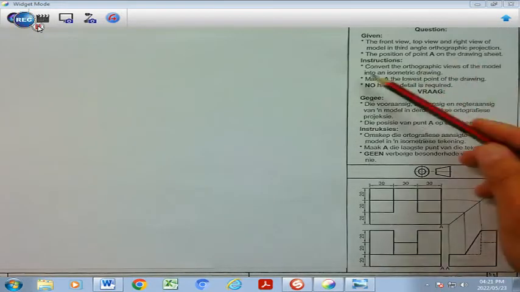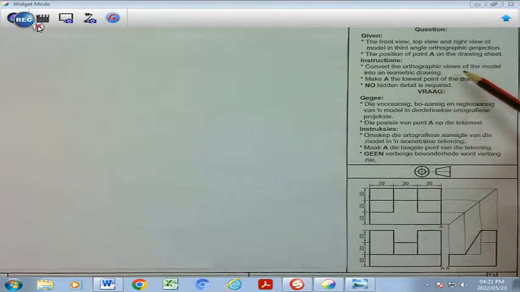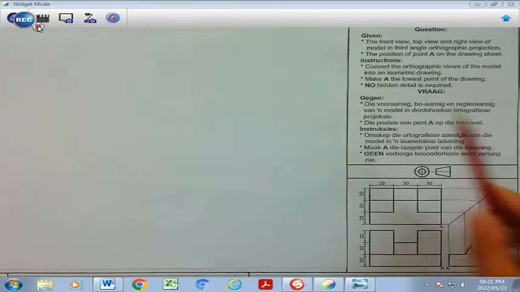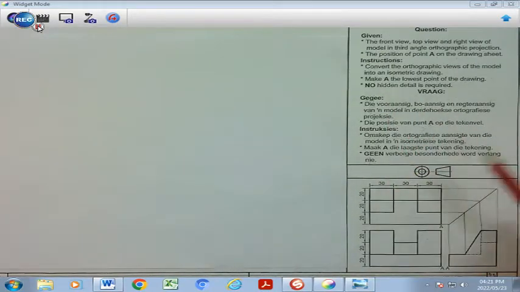So your instruction is basically to convert this orthographic view, or views that you have here of the model, into an isometric drawing, which is the 3D drawing, which by now you have really established yourself in. You need to make A the lowest point of the drawing, which is right here. That is point A. It is situated on one specific corner. So that's going to be your lowest point.